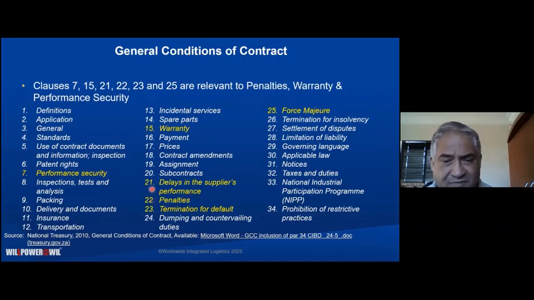So there's firstly the delay in supply performance, then the penalties, and then an allowance for termination for defaults. We're going to touch briefly on force majeure, which is really the act of God, because some of these clauses would say subject to clause 25, so subject to a force majeure particular incident.